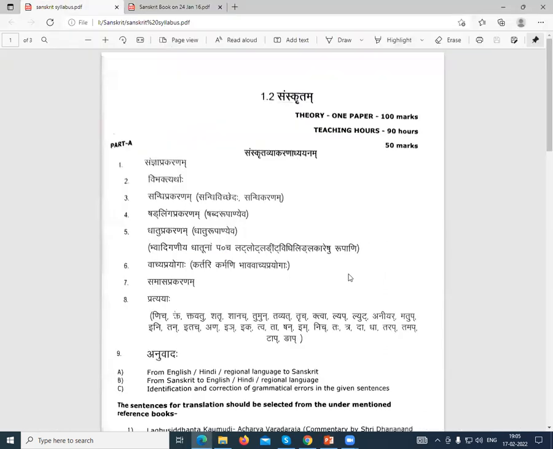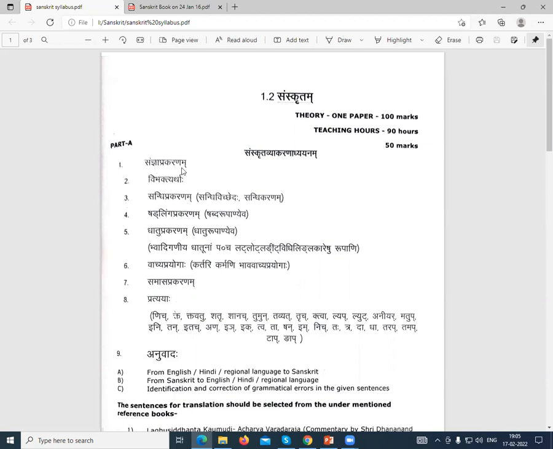So let us start to discuss the Sanskrit syllabus. So here is the Sanskrit syllabus of CCIM. You have the theory one paper of 100 marks. There are different topics. For example, Sanskrit Vyakarana Adhyayanam, the grammar of Sanskrit. And there are nearly eight points.